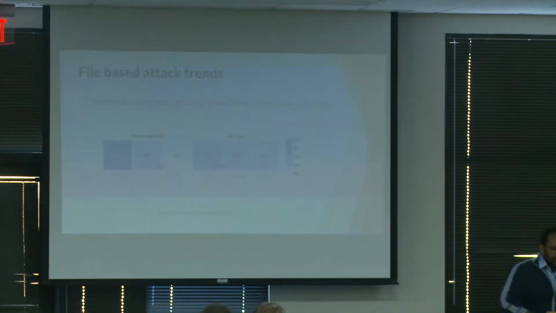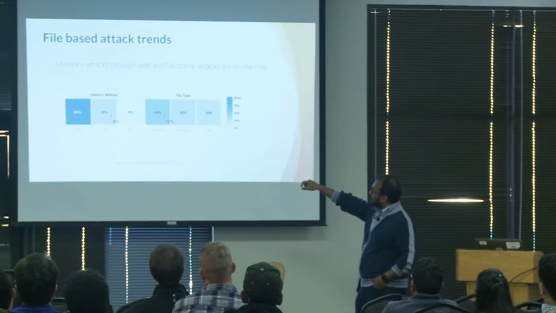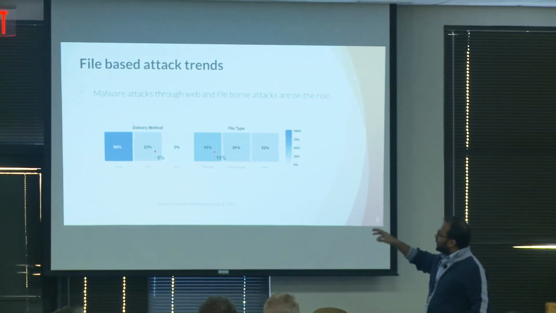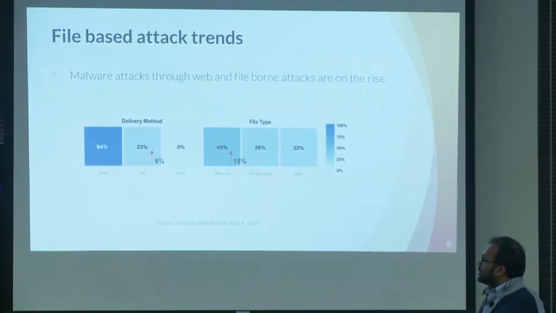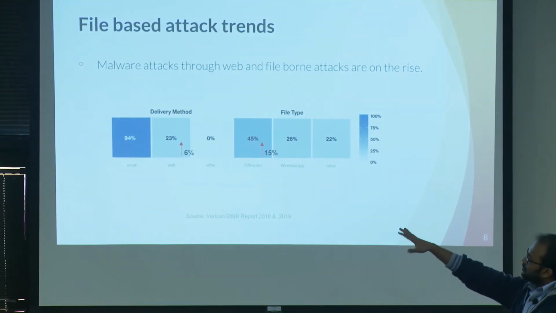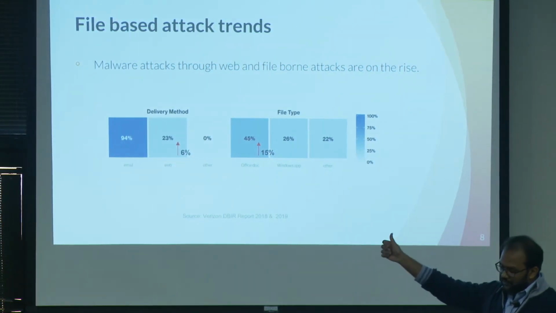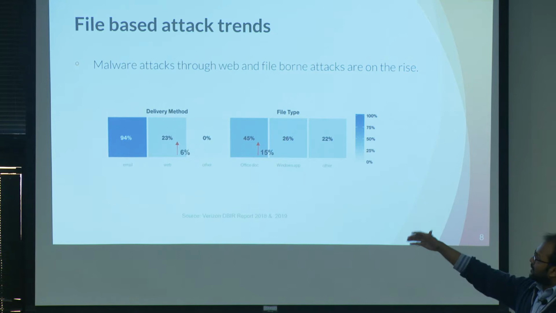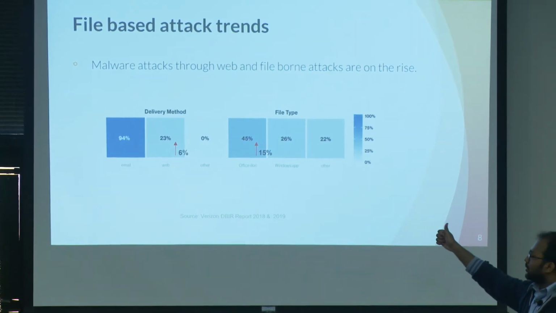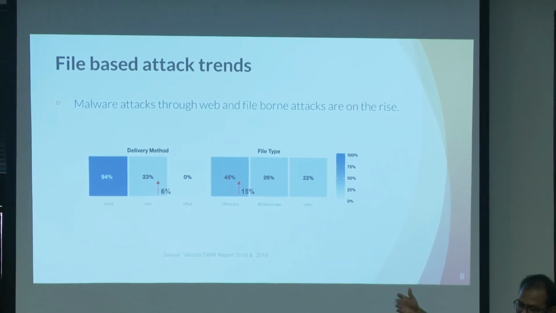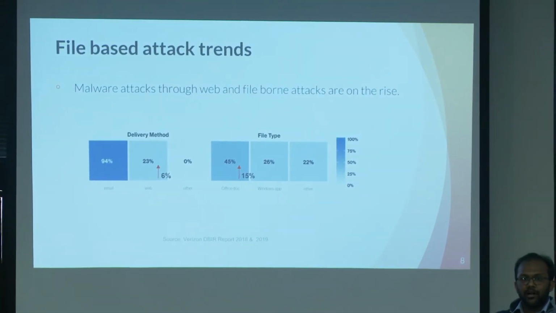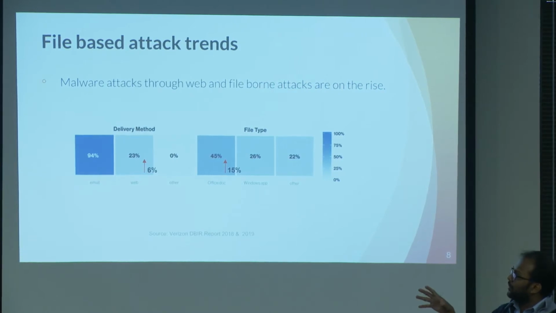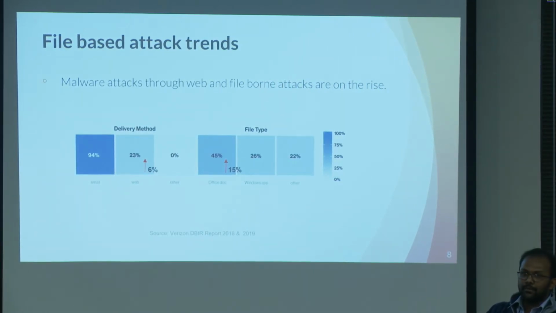All right, so let's jump into file-based attack trends. If you look at this chart, this is from the Verizon data breach report. In 2016, web-based attacks were about 15%, or maybe 17%, and it has jumped 6% since 2018. What it means is attackers are trying to send malware through the web. Earlier, the most popular delivery method was email, but it's shifting rapidly. And also, if you see on the right, Office docs are becoming a very popular way to deliver malware.